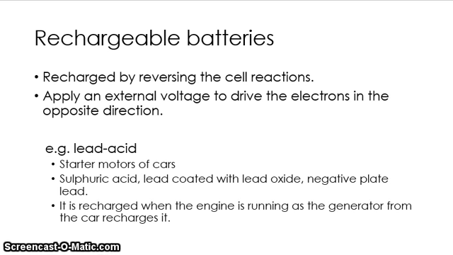Now rechargeable batteries. So rechargeable batteries, we recharge them by reversing the cell reactions. And you do that by applying an external voltage to drive the electrons in the opposite direction. So for example, lead acid is used in the starter motor of cars, where you've got sulfuric acid, the lead's coated with lead oxide, and you've got the negative plate with lead. And this is recharged when the engine's running, so the generator from the car recharges it.